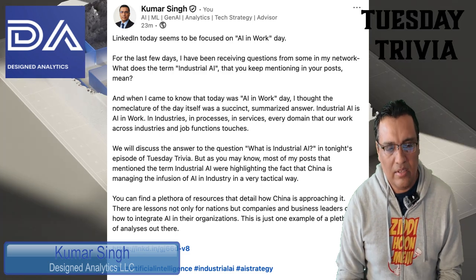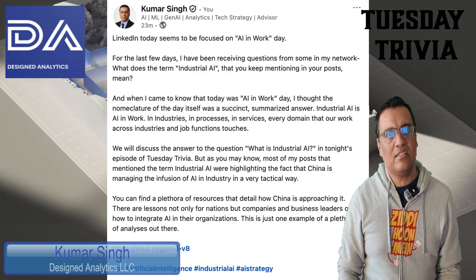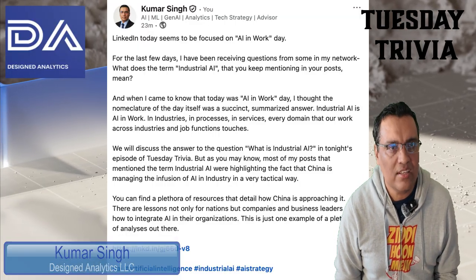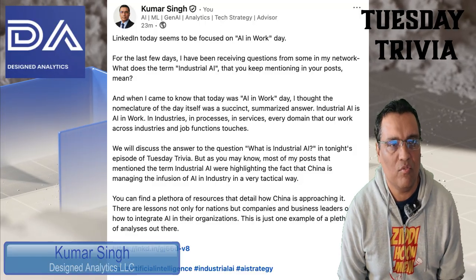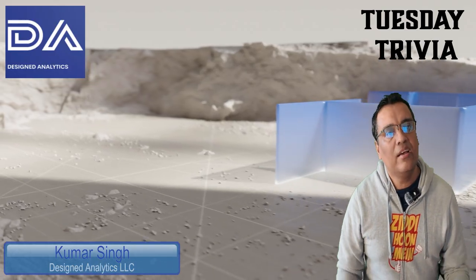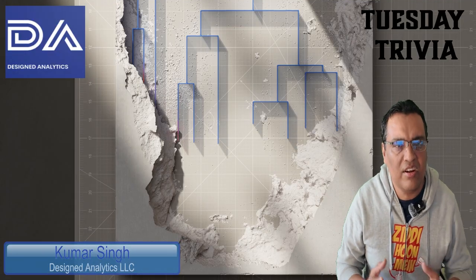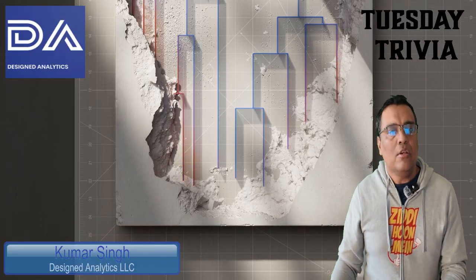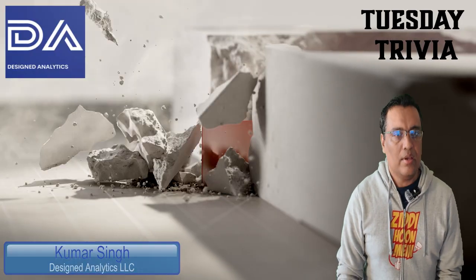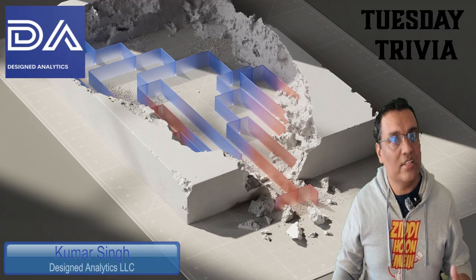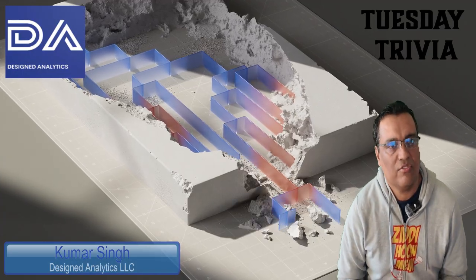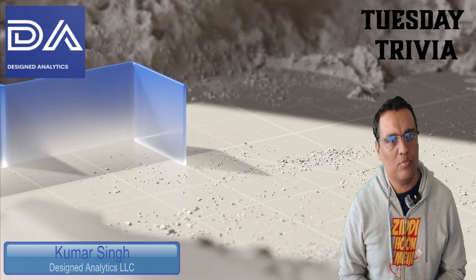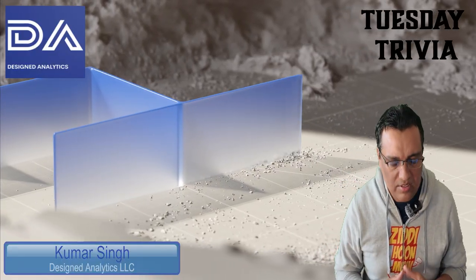So the commonly agreed upon definition is that it's the application of artificial intelligence technology specifically designed for industrial settings like manufacturing and operations environments. And it represents the convergence of AI with traditional industrial systems to optimize production, improve efficiency, and enable smarter decision making. Now, I fully agree with the second part, that it represents the convergence of AI with existing systems to optimize production, improve efficiency, enable smart decision making.